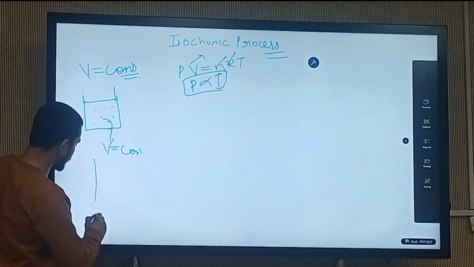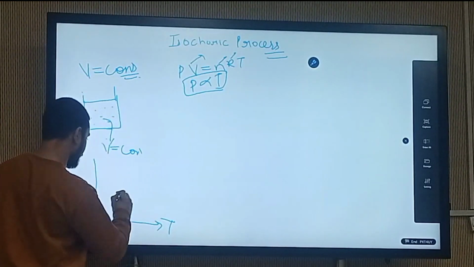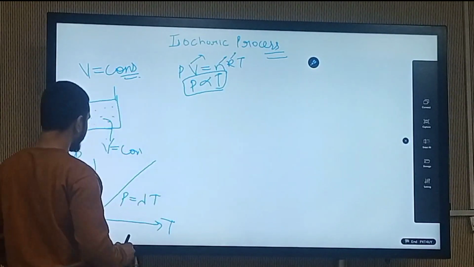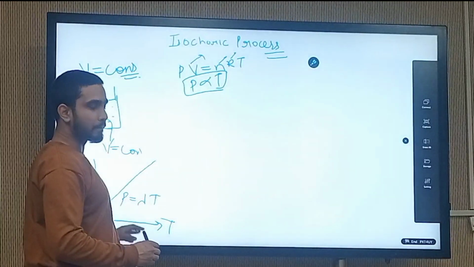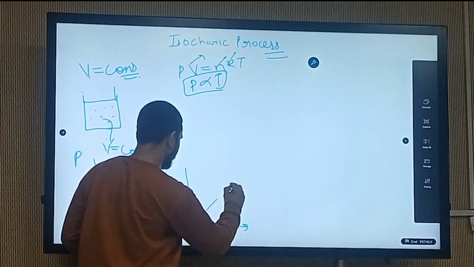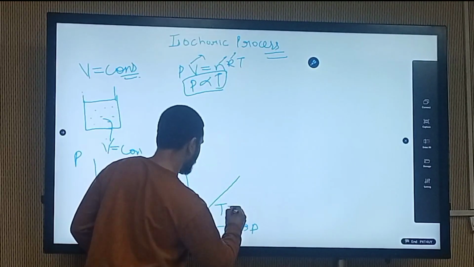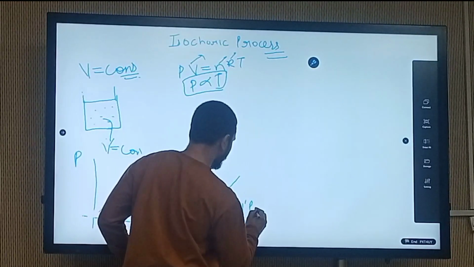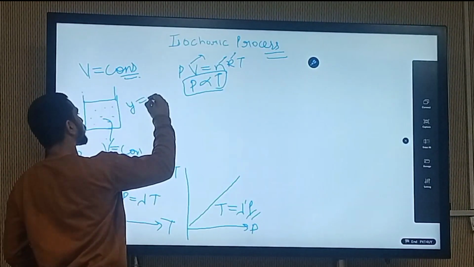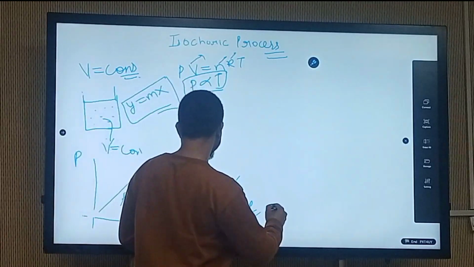So in this the graph of P versus T will be a straight line. P = λT. So this will be the graph for pressure versus temperature, and temperature versus pressure is also the same thing. The TP graph is also a straight line. T = λ'P. So this will also be a y = mx kind of graph.